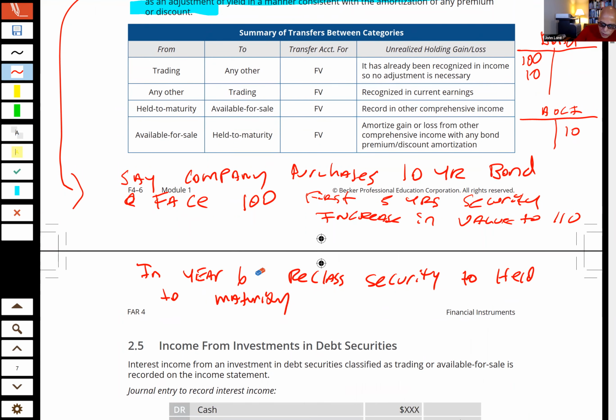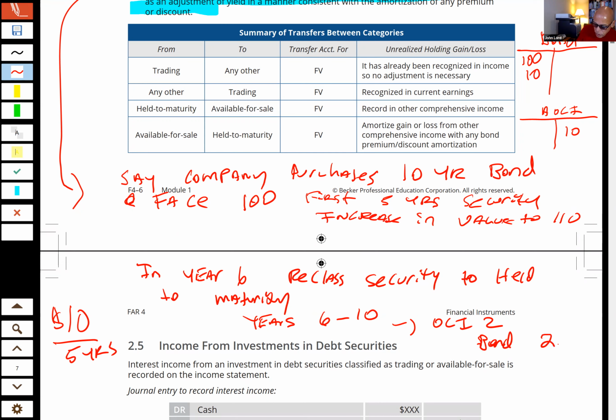6 it happens, and then the journal entry that they would make in years 6 through 10, okay, and I'm just going to write the journal entry over here, they're going to debit OCI $2. They would take that $10 and divide it by the 5 years that were left, and they would debit OCI for $2 in year 6, year 7, year 8, year 9, year 10, and they would credit the security, the bond here, for $2.